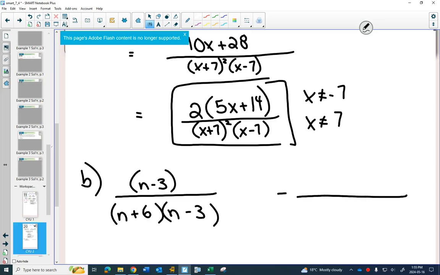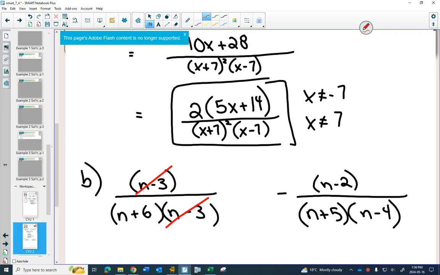The second one, I have on the top an n minus 2. Put that in brackets to put together. And if I factor the bottom, it's going to be n plus 5, n minus 4. And something happens in this one that hasn't happened yet. Do you notice in the first fraction, you're multiplying that, and we have factored that identical. So you'd be able to say this simplifies.